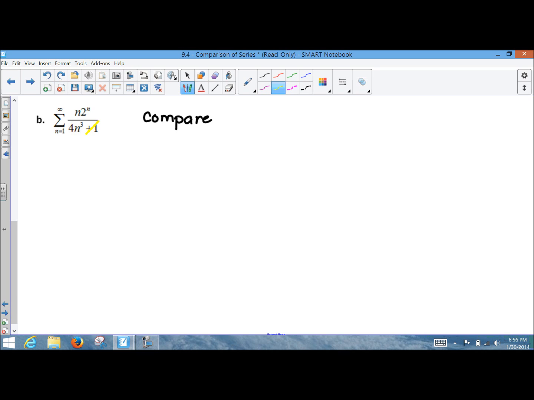So if you just think about things a little bit, look at this numerator. What has the larger effect on the growth of this numerator? Is it the n, or is it the 2 to the n exponential? Think about how, as n gets bigger and bigger, which of these two pieces gets larger and larger? Well, obviously it's the 2 to the n.